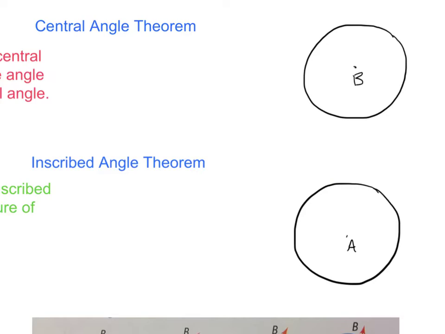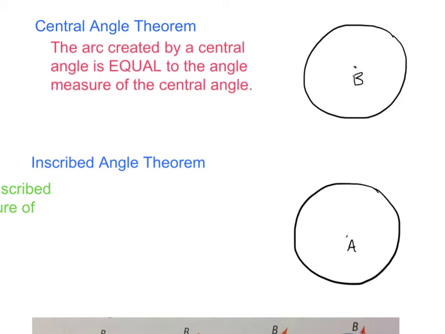Now we're going to go over 2 theorems. The central angle theorem, which you already know, this is more of a reminder, and this is the new theorem, the inscribed angle theorem. So here's a reminder of the central angle theorem. Here's what it says. The arc created by a central angle is equal to the angle measure of the central angle. So for example, for this central angle B, if it is 52 degrees, then this arc that it creates from here to here is also 52 degrees.